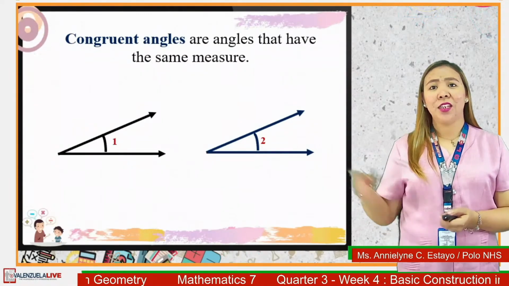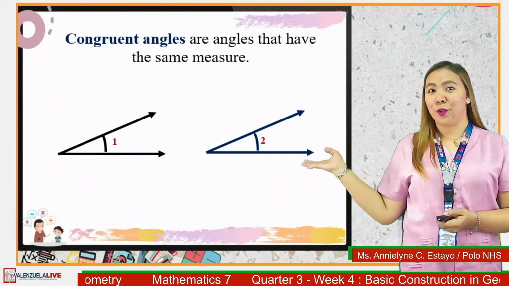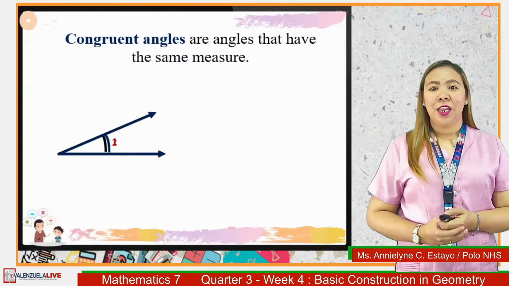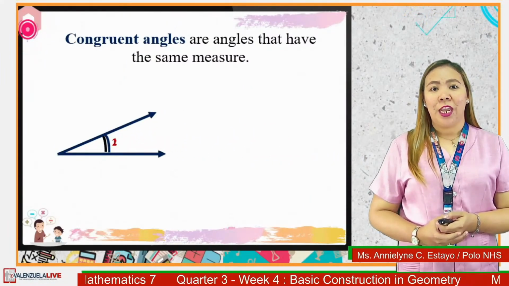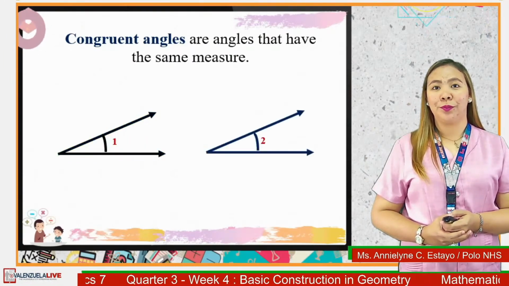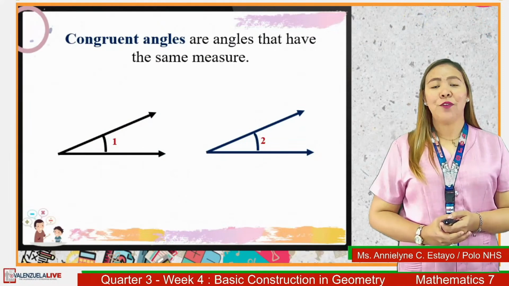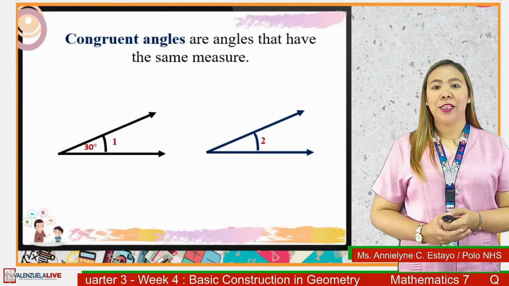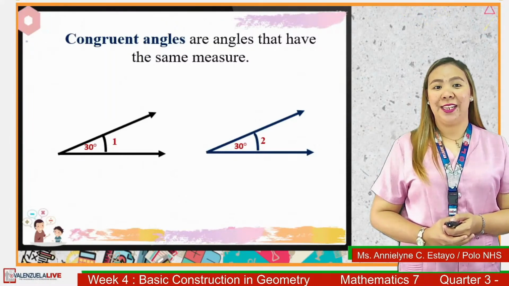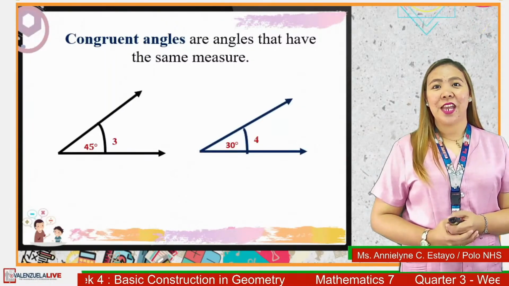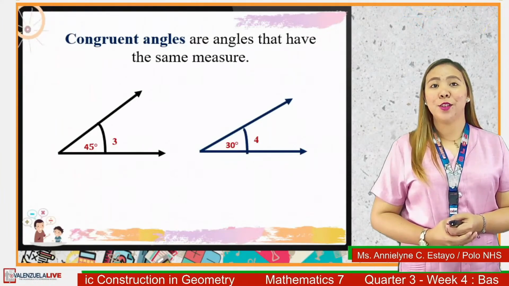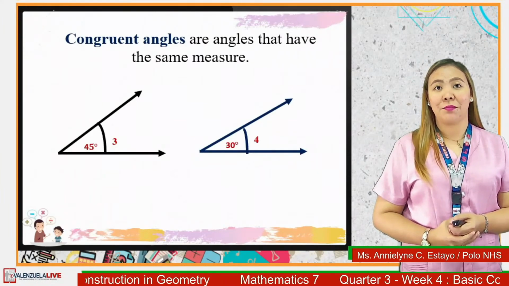Do you think angle 1 is congruent to angle 2? In our illustration, it shows that angle 1 is congruent to angle 2. If the measure of angle 1 is 30 degrees, angle 2 is also 30 degrees. The second pair of figures are not congruent angles, since the two angles have different measurements.